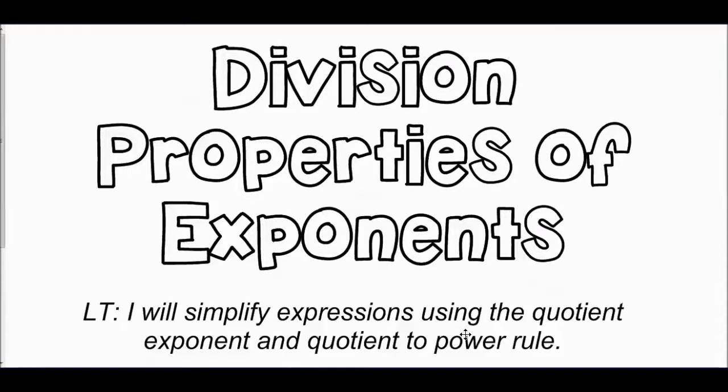With division properties of exponents, we're going to look at these in the same manner that we did with multiplying, and that we're going to expand those powers out and then try to build the rules from there. So our target is that we're going to simplify expressions using what's called the quotient exponent and the quotient to power rule.